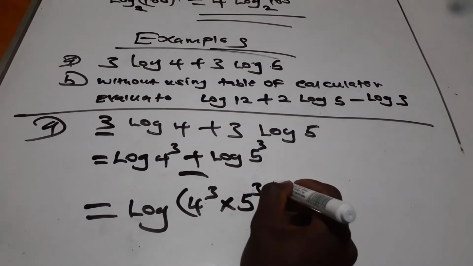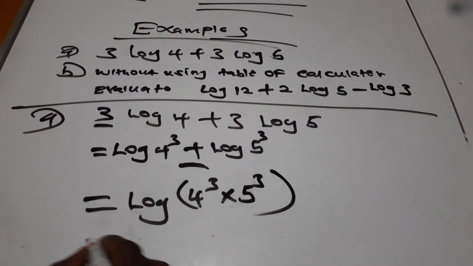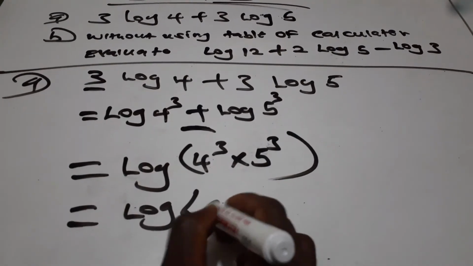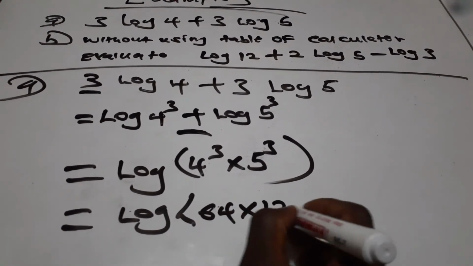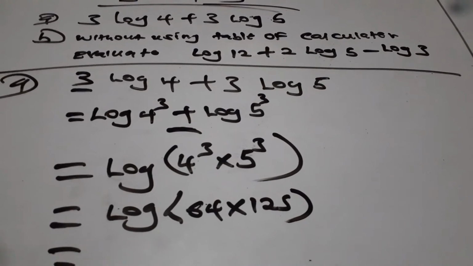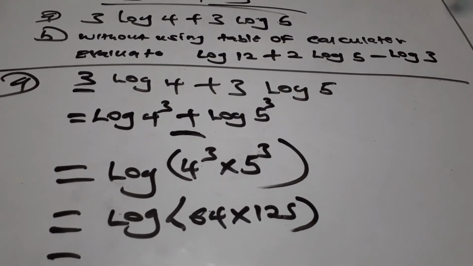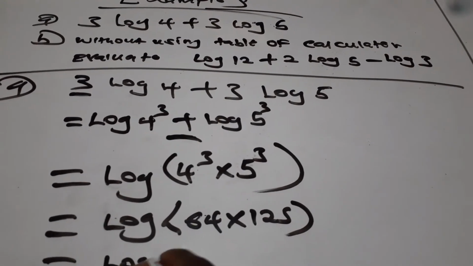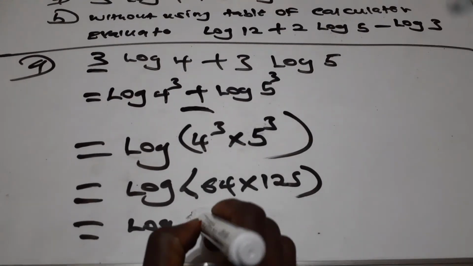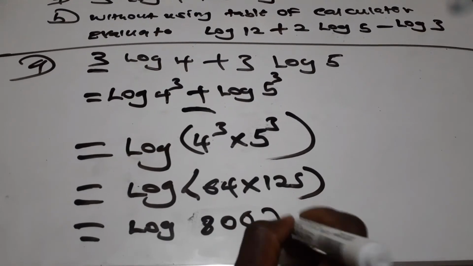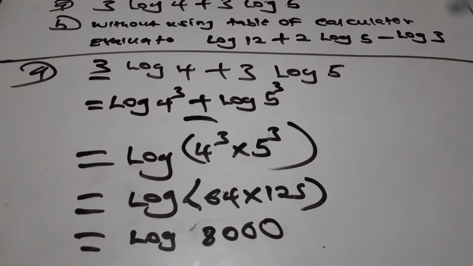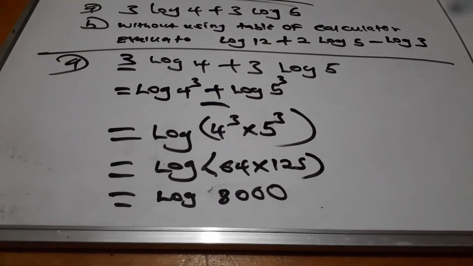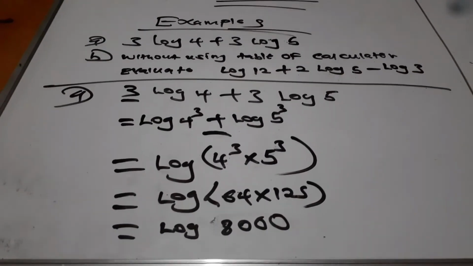So we're going to use the first law, it will be log of 4 raised to power 3 times 5 raised to power 3. This is equivalent to log of 64 times 125. So 64 multiplied by 125 means log 8,000. So there you have it. You can pause the video and check how you've done it, and then we move to our second example.